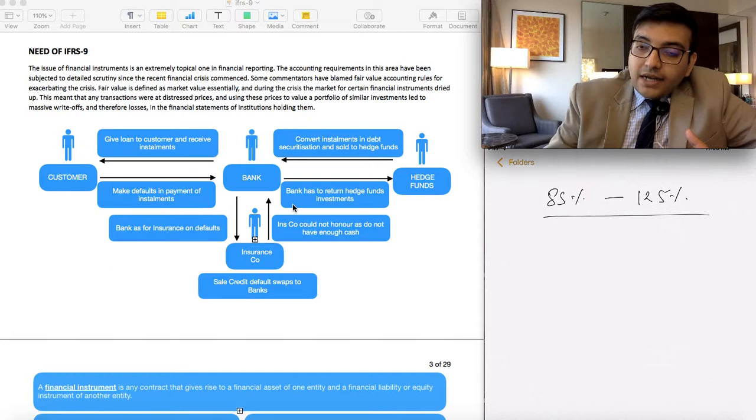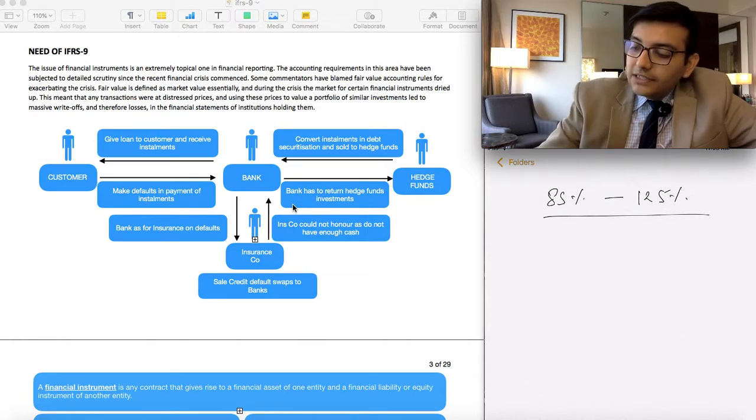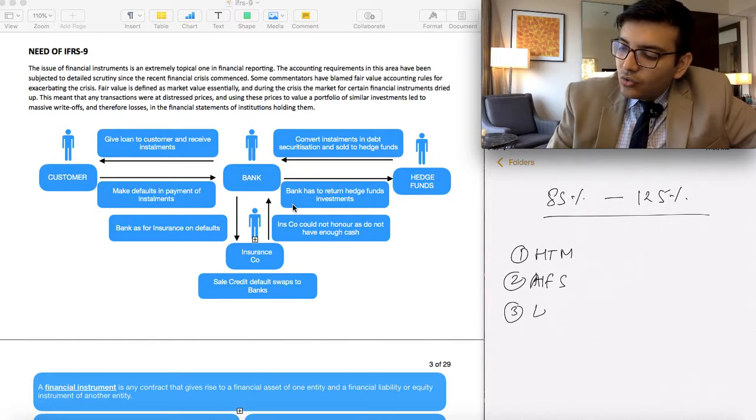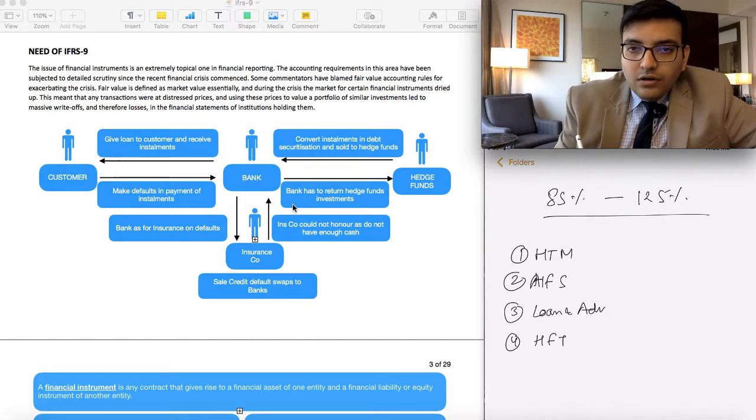One more thing, that in IAS 39 there were 4 classifications of financial assets and liabilities, which were held to maturity, available for sale, loans and advances, held for trading, right?